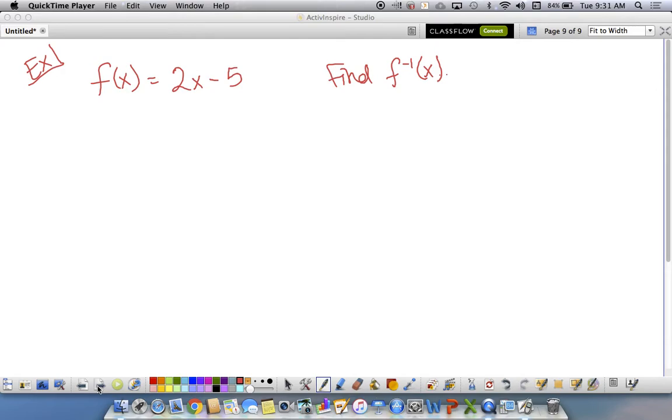Yeah, we're going to change the f of x to a y. y equals 2x minus 5. That was the first part of step 1. The second part of step 1 is we're going to switch the x's and the y's.